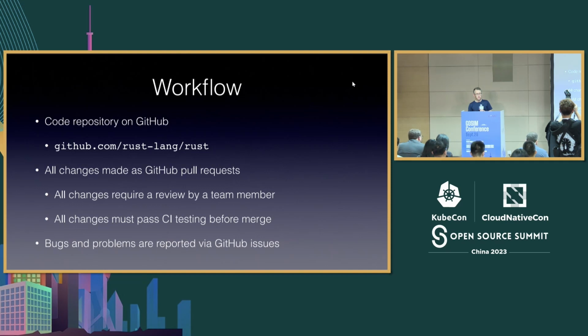All changes must pass CI testing before merge. This is really important. It ensures that the code in the repository is always in a good state and never broken. And then bugs and problems are reported via GitHub issues. So overall, it's a pretty standard and straightforward GitHub workflow.